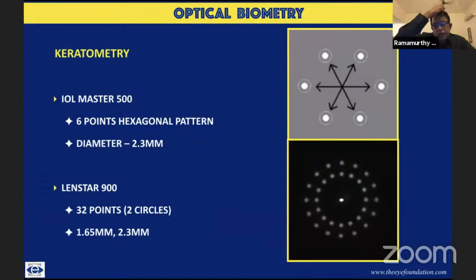As far as the keratometry is concerned, which is again an important feature because of which axial length and the IOL power calculation could go wrong, there were just about 6 points that were measured with the IOL Master 500. With the LensStar, it was 32 points.